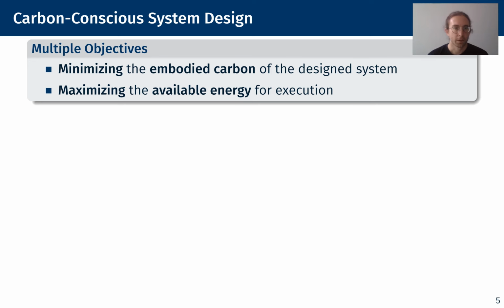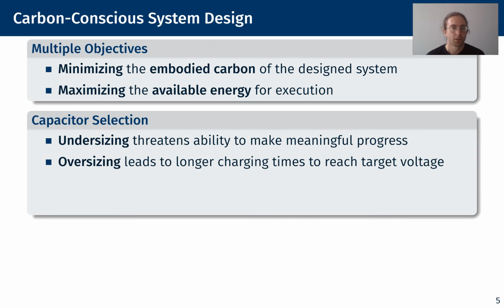In general, when designing an intermittent system, capacitor selection is an important design phase. One dimension of capacitor choice is the size of the capacitor, so the capacity. Undersizing here threatens the ability to make meaningful progress of the system, and oversizing leads to longer charging times to reach the target voltage, which reduces the execution window.